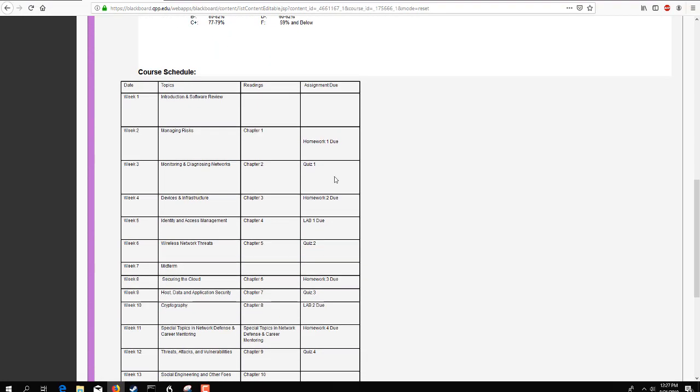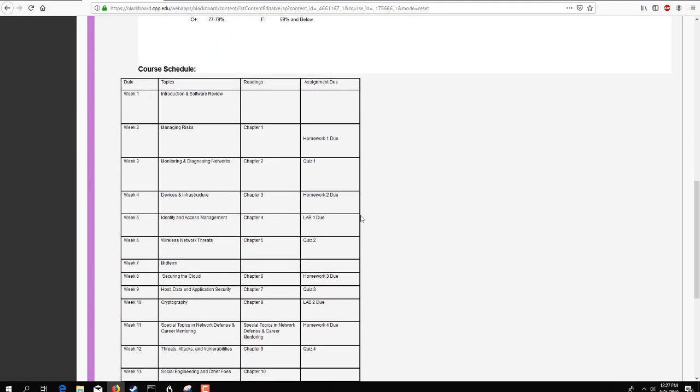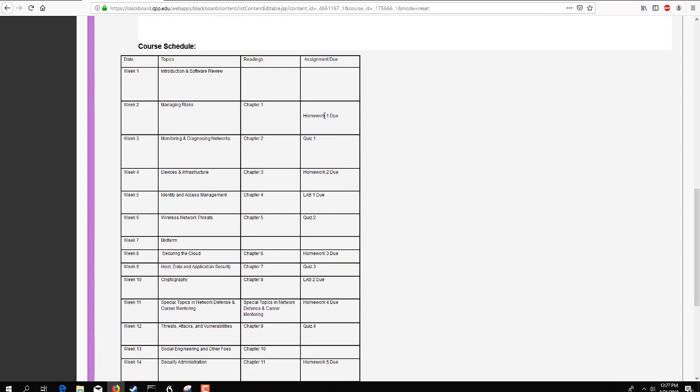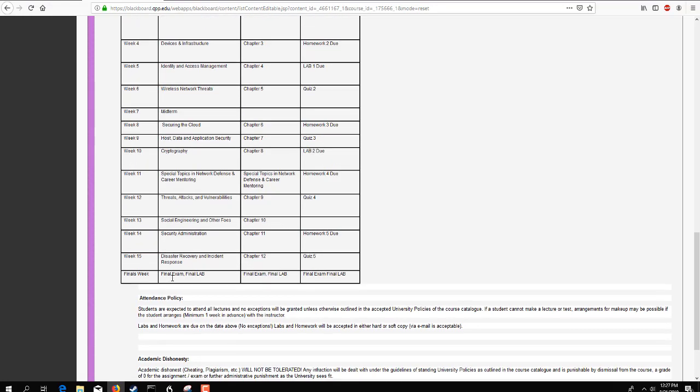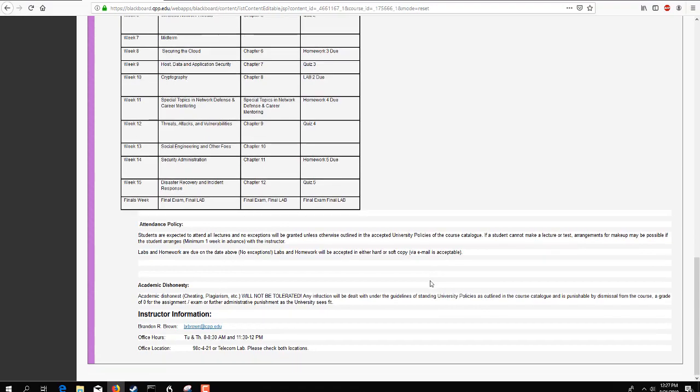The course schedule is pretty solidified here. We're going to have a homework due about every other week, every 3 weeks, a quiz the same, and the labs are going to be due in week 5, week 10, and week 15. And again, I have your midterm in week 7, so it's a little bit early this term, and then the final in finals week.